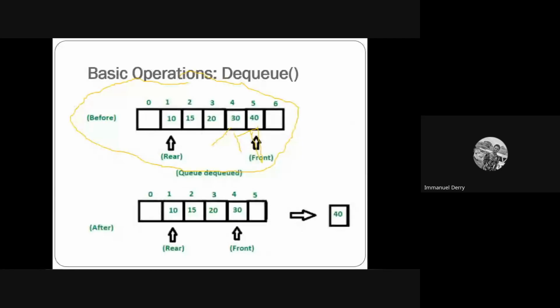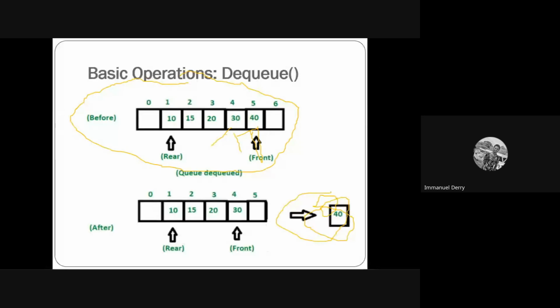And then that means that we have actually dequeued or removed the 40 from it, because ideally it is a pointer that points to the location of the element. However, if it is shifted to the next, it means the other one has been removed from the queue. And that is how it works.